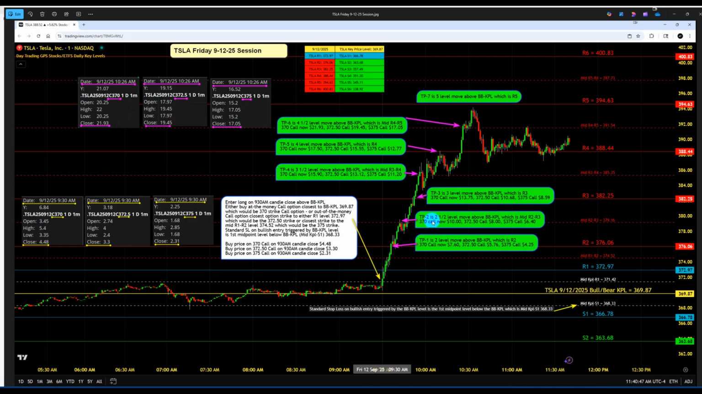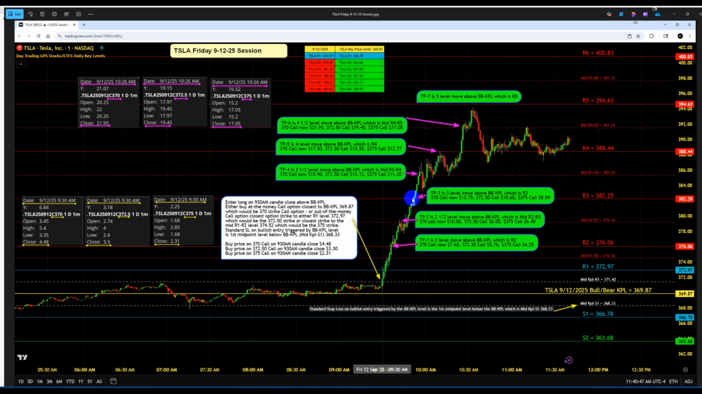Just a few candles later, it hits TP2. TP2 would be the next midpoint level up, mid R2, R3. That's a 2.5 level move from the bull bear KPL. The 370 call that you paid $4.48 for is now $10. The 372.50 call is now $8 on the hit of this level, and the 375 call is now $6.40 on the hit of this level.